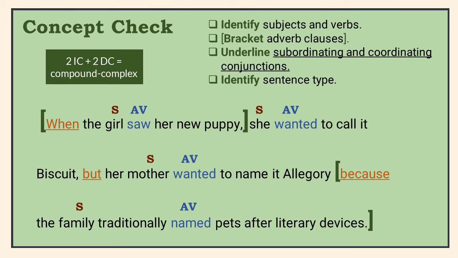It tells when she wanted and comes before the independent clause, so we need a comma here. The sentence closes with a dependent clause, because the family traditionally named pets after literary devices. It begins with a subordinating conjunction because and comes after the independent clause, so no comma.